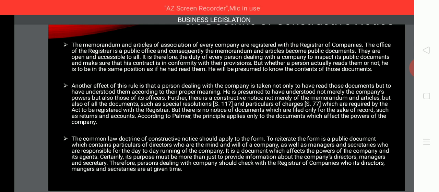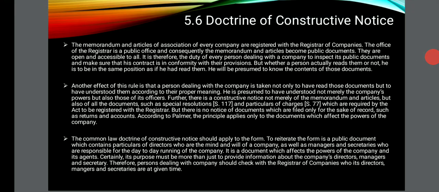Another effect of this rule is that a person dealing with a company is taken not only to have read those documents but to have understood them according to their proper meaning. He is presumed to have understood not merely the company's power but also those of its officers.